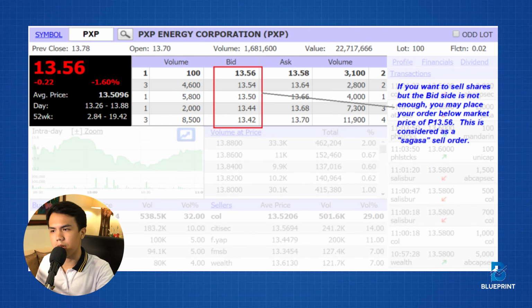So, there's an example, right? 1356 price on PXP. And you can see the ask shares and the bid price, right? So if you have so many shares and you want to make sure na ma-fill na kagad yung orders mo, so you sell everything until na ma-accommodate yung shares mo at a lower price.